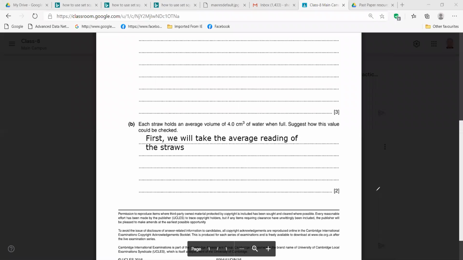Copy what Lamisa is writing. No. First we will take the reading of a single straw, and then measure it. First we will measure the average reading of a straw, right? First you will fill one of the straws completely and pour this amount of liquid in the measuring cylinder.